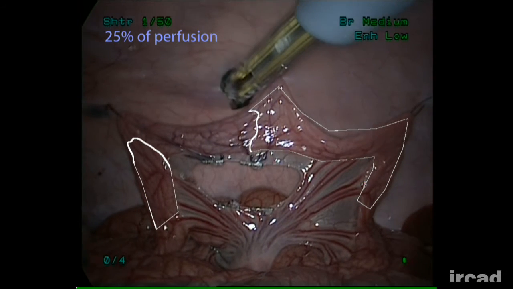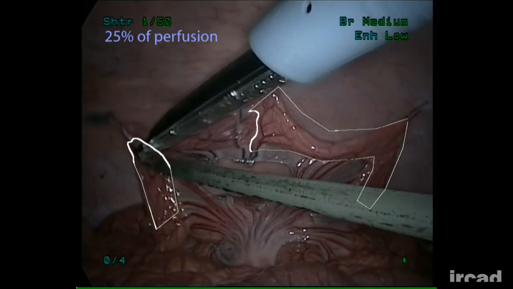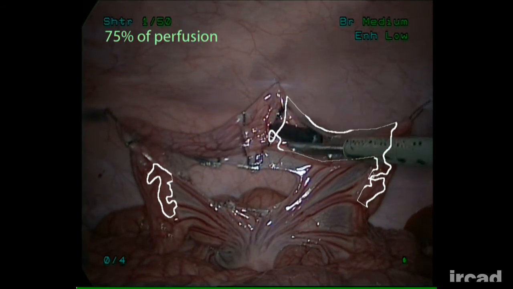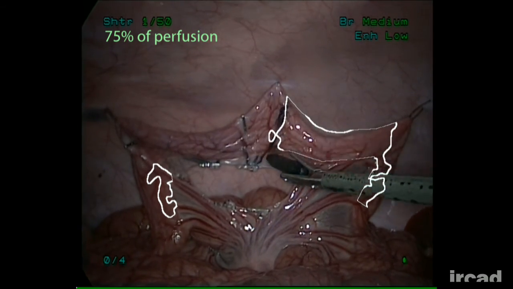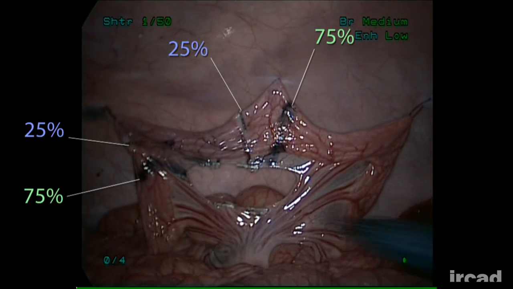First, the 25% level was identified by FLIR and marked with a surgical clip at both sides. The 75% of perfusion was subsequently identified and marked with a surgical marker at both sides. This analysis allowed to identify the following regions of interest.